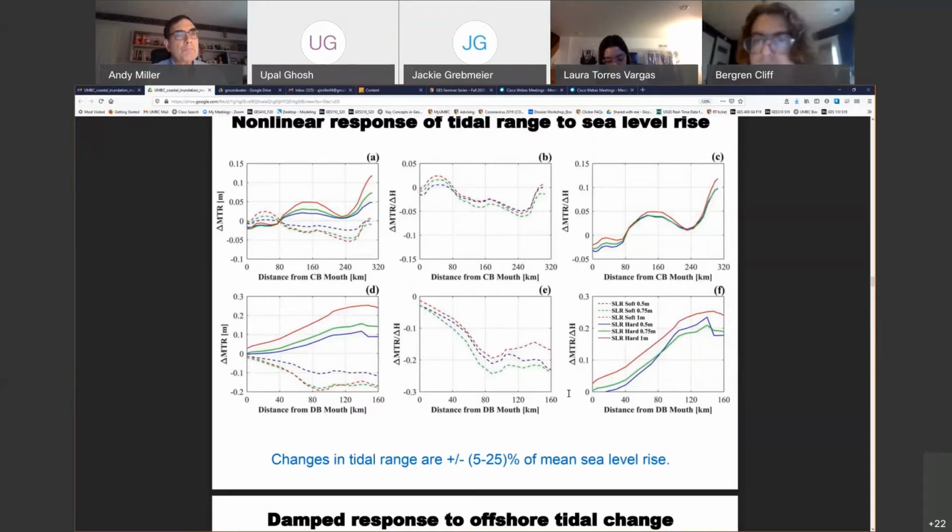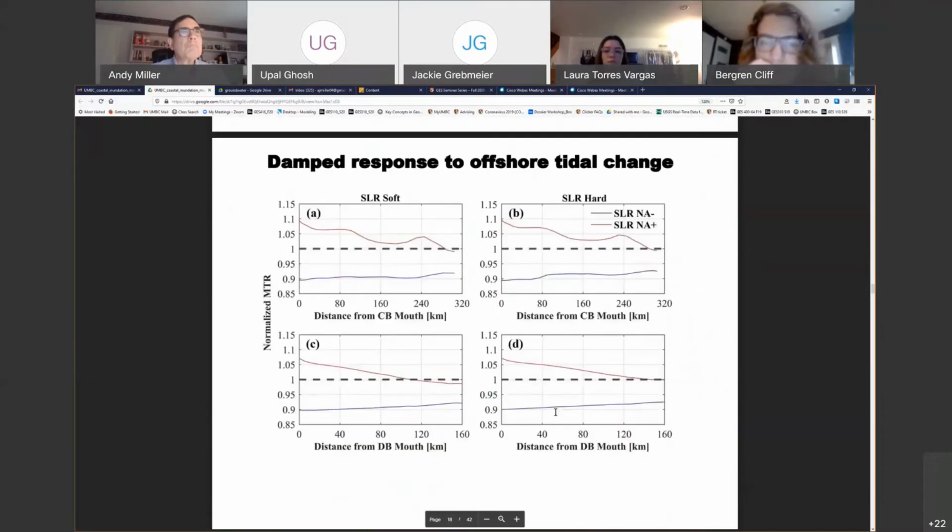Some will ask, how much does this matter? Yes, it matters. If you look at the change in mean tidal range due to sea level rise, it's not a small amount. It's about 5 to 10%. In Chesapeake Bay, with soft shoreline it will decrease by about 5%. With hard shoreline, it increases by 10%. In Delaware Bay, the changes can be minus or plus 20 to 25%. So there is significant change in tidal range due to sea level rise and coastline management. Next slide, please.